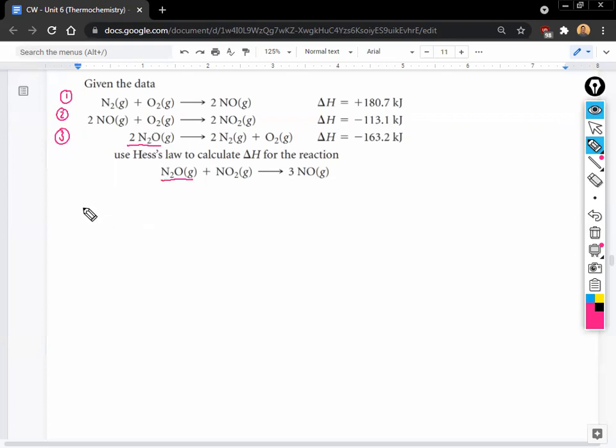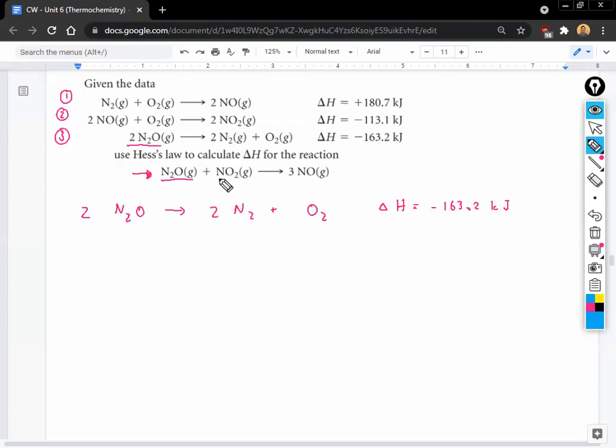And so we're going to be using this. So we're going to take equation number 3, and I'm just going to write it. And I want to make sure that N2O is on the left side, because for the final reaction, the one that we're looking for right here, we have N2O on the left side, okay? And then the delta H is negative 163.2 kilojoules. Okay, so that is the equation that has N2O.